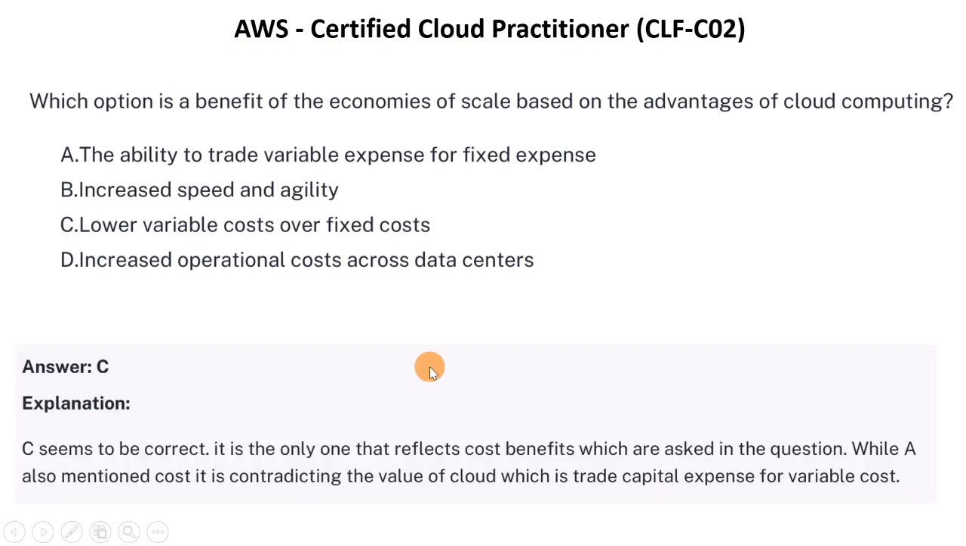The correct answer is option C, lower variable costs over fixed costs. It is the only one that reflects cost benefits, which are asked in the question. While option D also mentioned cost, it is contradicting the value of cloud, which is to trade capital expense for variable cost. Next question.